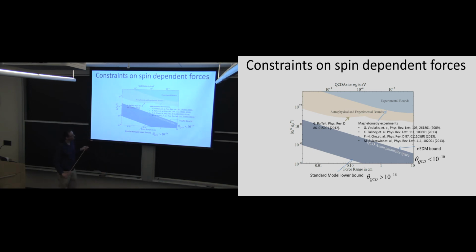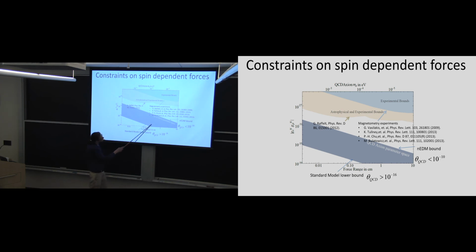It was pointed out that if you combine astrophysical results with experimental results, you can exclude a more aggressive part of the parameter space, in the shaded tan area. But if you ask where we expect the signal from the QCD axion to be, it's actually in this purple area here, which is several orders of magnitude below where we've probed.